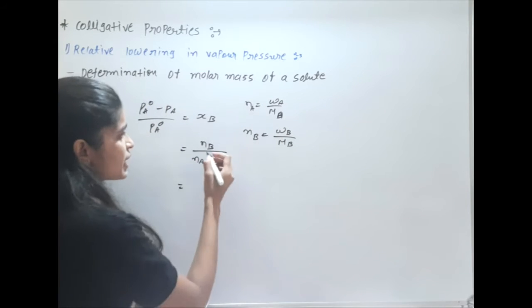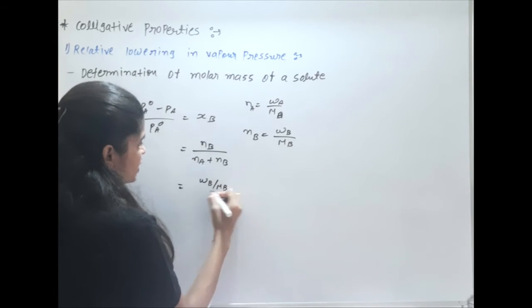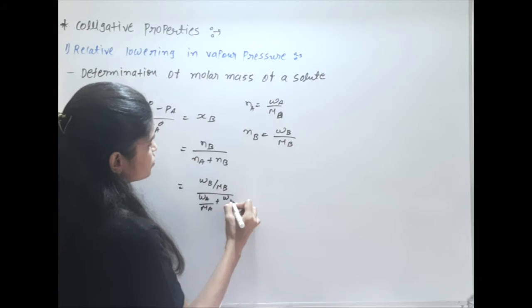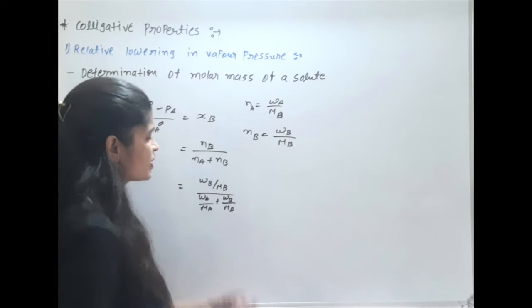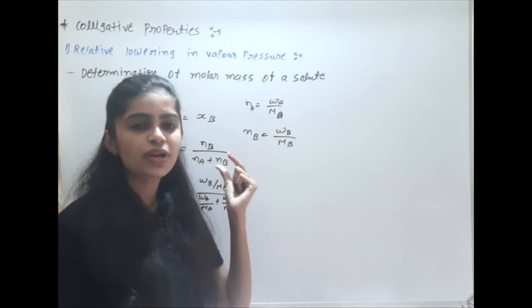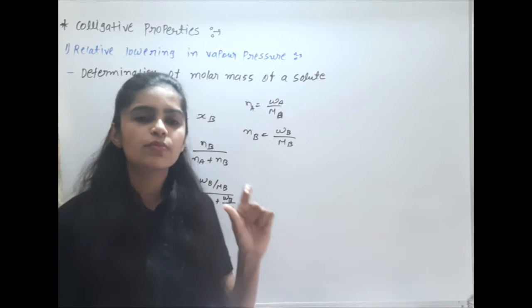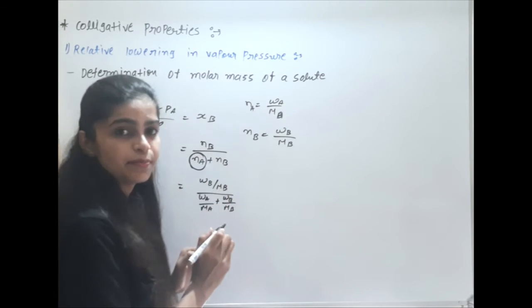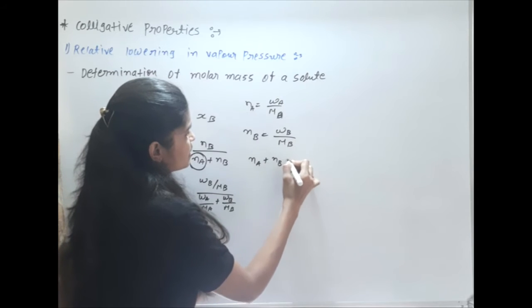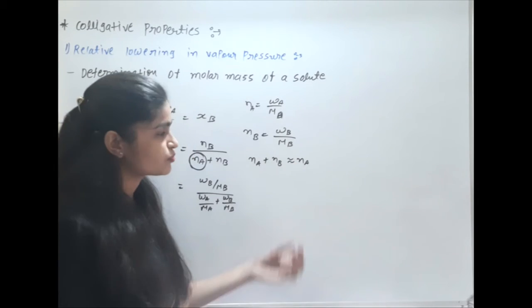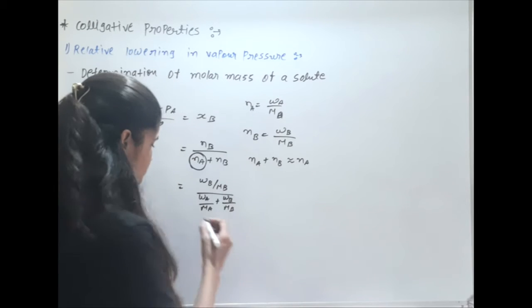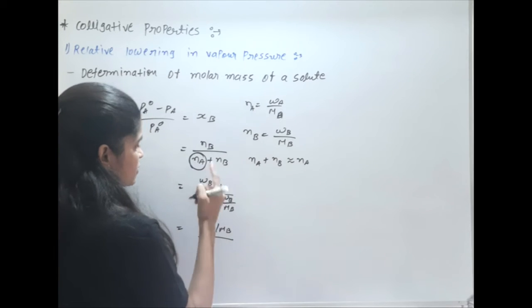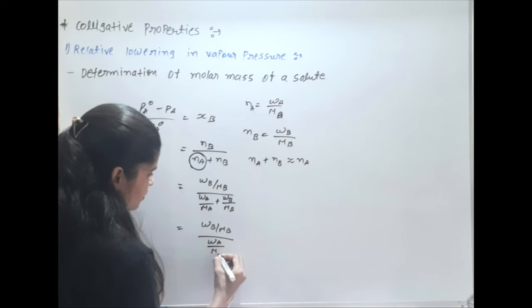Putting this value in the equation, NB is equal to WB upon MB, and NA is equal to WA upon MA. Here NA is the number of moles of the solvent and NB is the number of moles of the solute. The number of moles of the solvent is more than NB, so NA plus NB is approximated as NA, because the NA value is much larger than NB. So this is WB upon MB divided by WA upon MA.